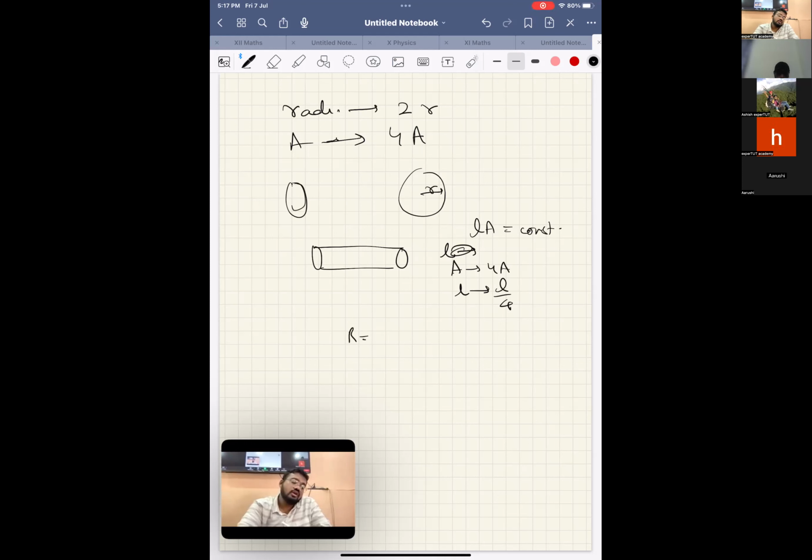So therefore, because R is equal to rho L by A, if area becomes 4A and L becomes L by 4, the resistance will become R by 16. This is a concept involving many questions, okay? Similar questions, same concept. Fine. LA is constant, okay? Next.